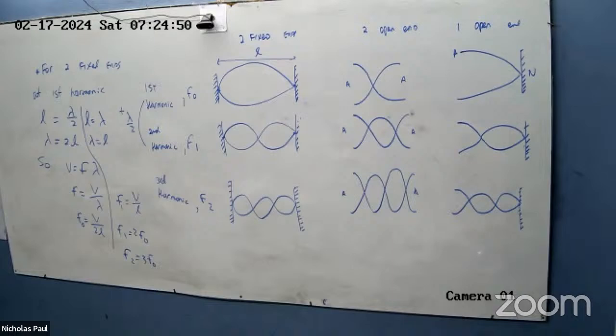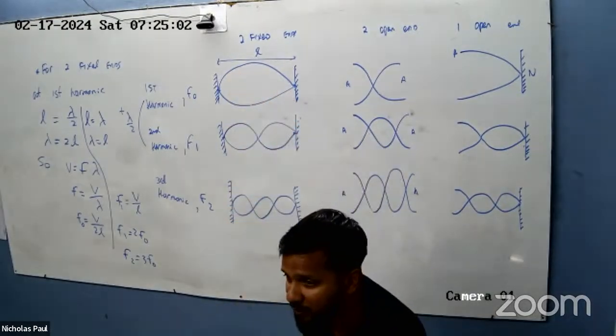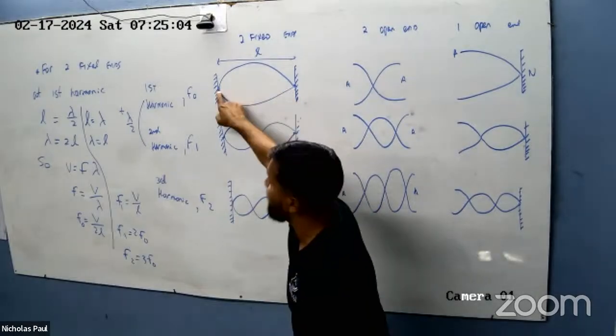For example, the sound. It will store energy between here. On the fixed end, we don't have any energy. No oscillation there, so no energy.